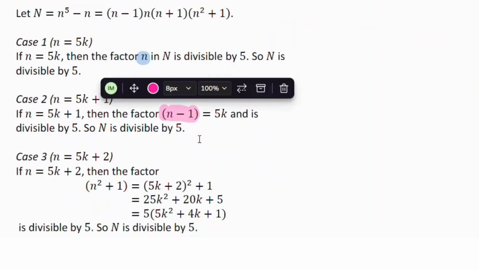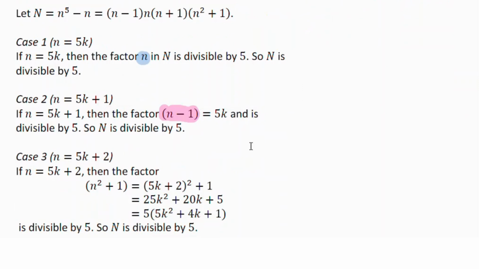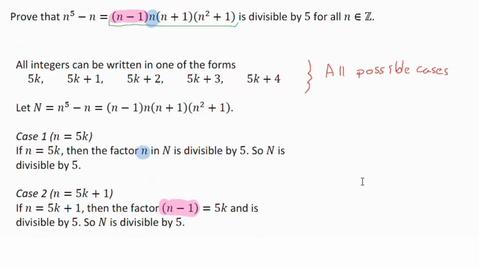In case 3, we're looking at n equals 5k plus 2. When n is equal to 5k plus 2, now we're going to look at this factor, the n squared plus 1. Well, let's substitute 5k plus 2 into here, and when we expand it, we get something that's divisible by 5. So now we've shown that when n is equal to 5k plus 2, the n squared plus 1 term, let's scroll back up, that's this term here, is divisible by 5. And if that term is divisible by 5, then the whole thing is divisible by 5.